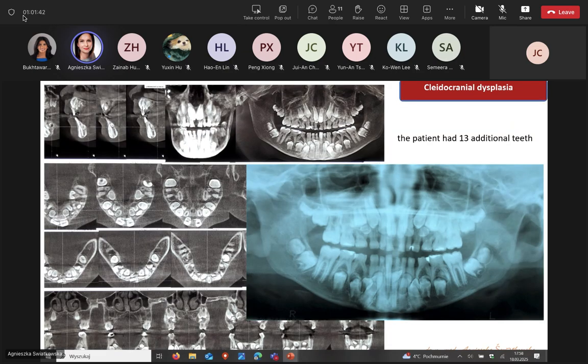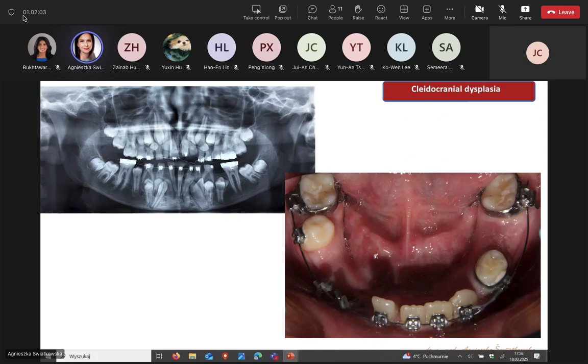And our patient has 13 additional teeth. You can see the CBCT examination and a lot of teeth. There's a problem with exfoliation of deciduous teeth and eruption of permanent ones. So what should we do? We should extract deciduous teeth and bring each tooth into the arch. Pull it from the bone because these teeth don't want to erupt.